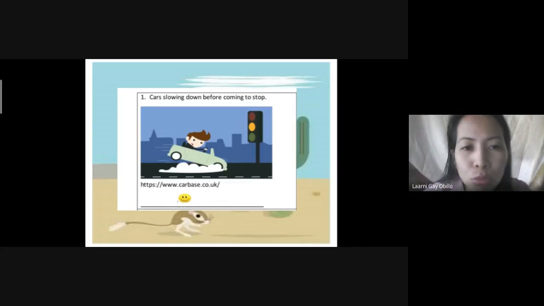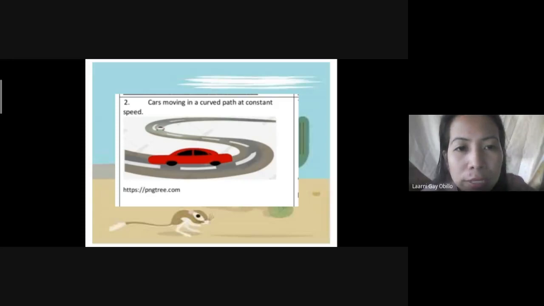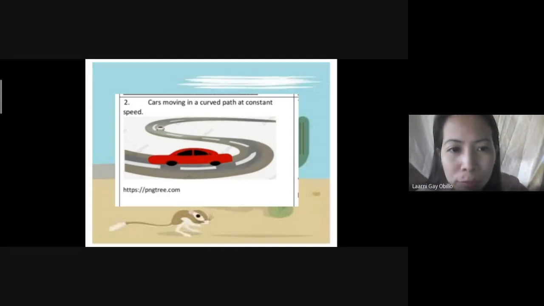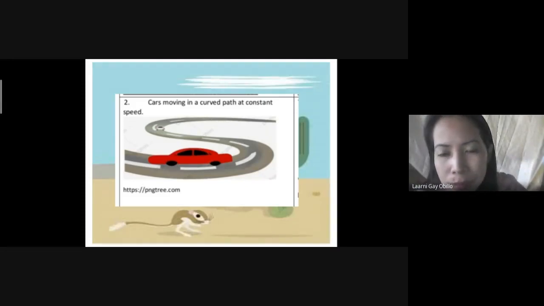Okay, for number 2, cars moving up in a curved path at constant speed. Okay, pa curve, nagbabago yung direction niya. Meron bang changes in acceleration or wala? Happy face or sad face?